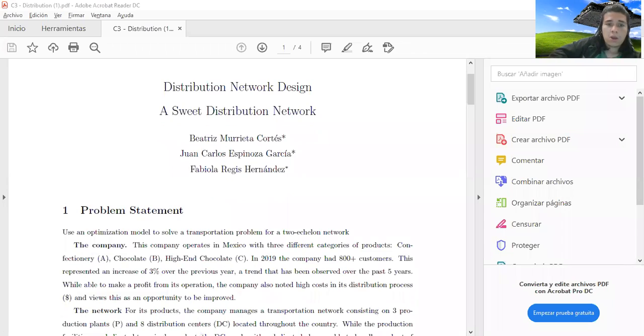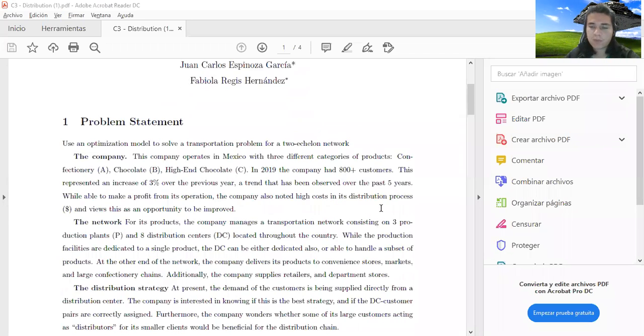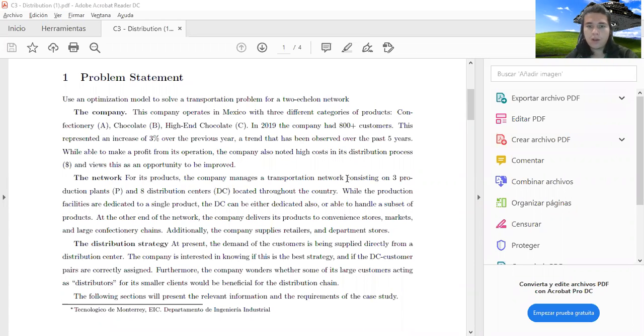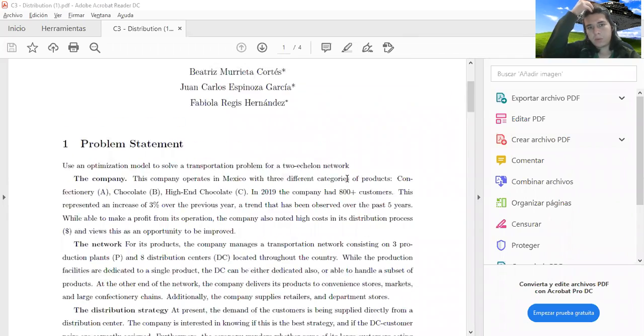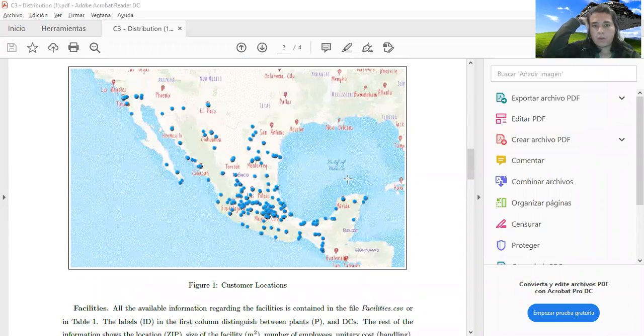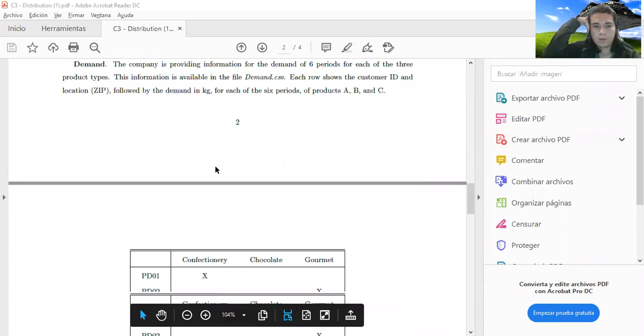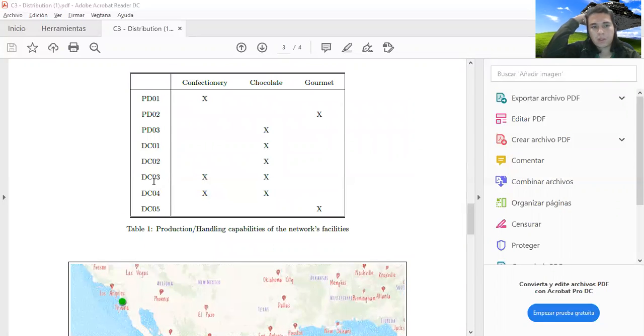We have this case study which is called the Sweet Distribution Network, which talks about a Mexican company that operates here in the country, produces three types of products, and has over 800 customers. I'm not going to talk about all of the details because it's in the PDF. These are all of the customers. We have the distribution centers and the production plants as well.